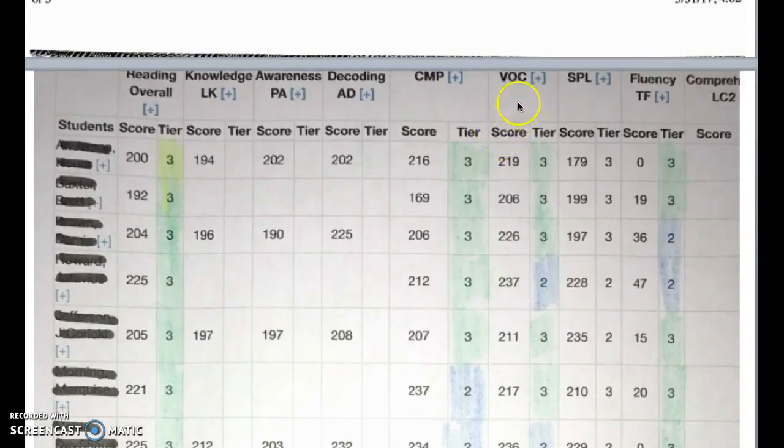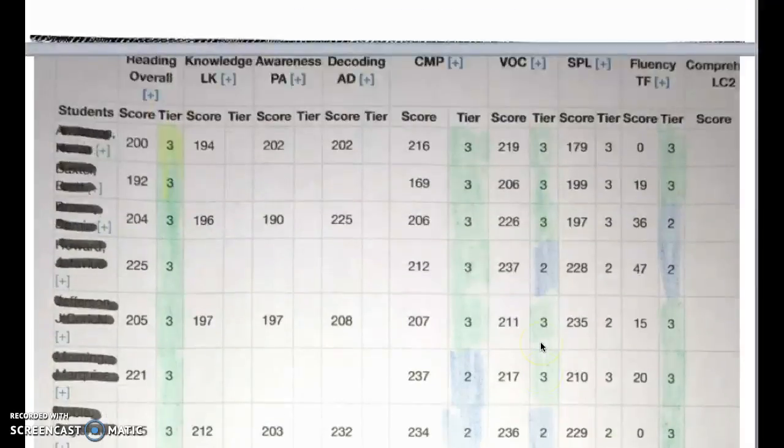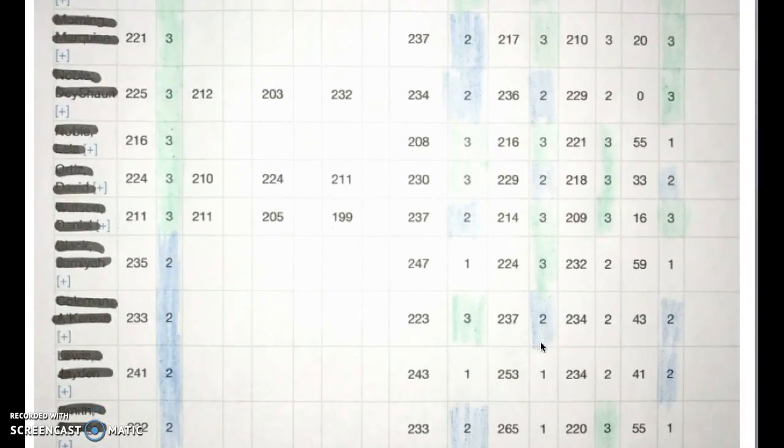And then I can use, this is vocabulary, spelling, fluency. I can see, okay, well, this one needs help all across the board. This one has a tier 2 in fluency, but a tier 3 in vocabulary and comprehension. And then I have this student here, he's a tier 1. And then this one, of course, has tier 1, 3, and then 1. So I know that they need to really work on vocabulary more so than the other skills.